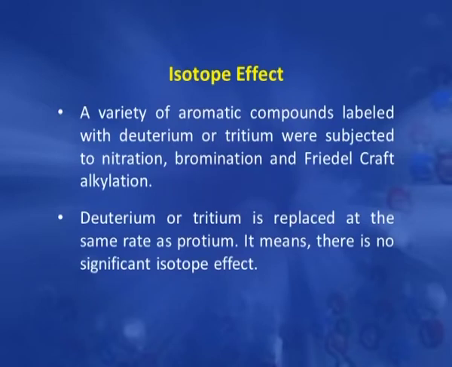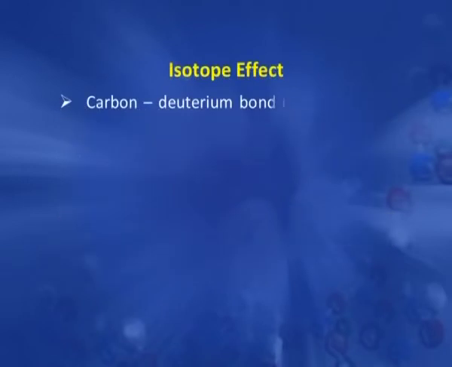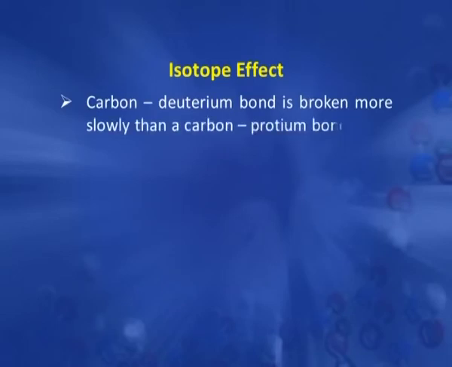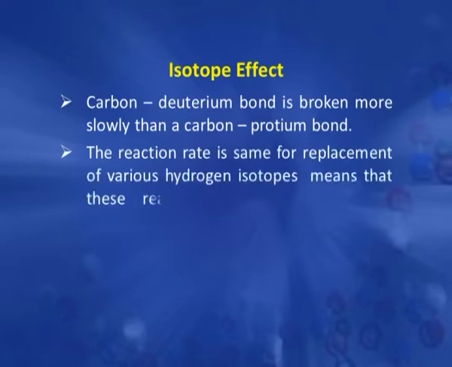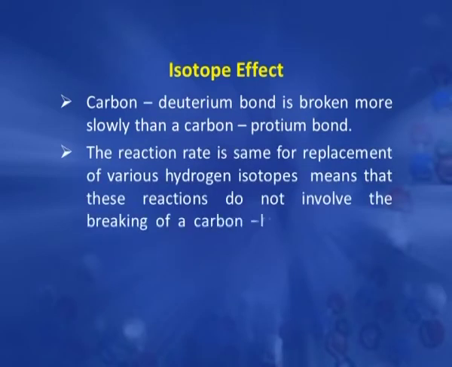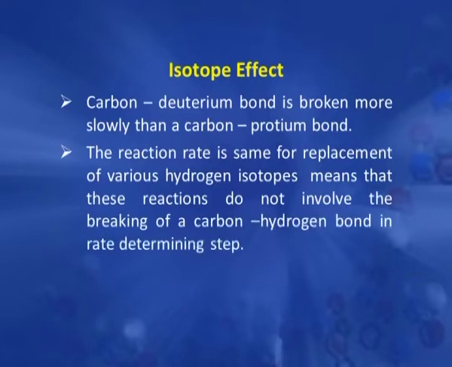So, what does this indicate? Now, we know that the carbon-deuterium bond breaks slowly as compared to the carbon-protium bond, and if this carbon-hydrogen bond breaking takes place in the rate determining step, then the rate should be lower for the carbon-deuterium compound when there is a replacement of the proton by deuterium.